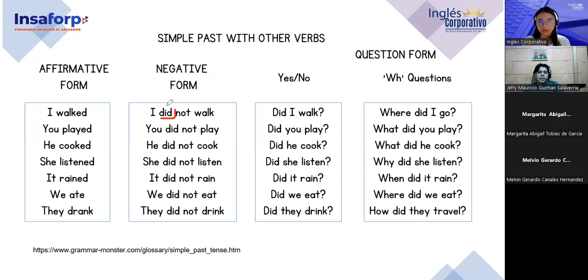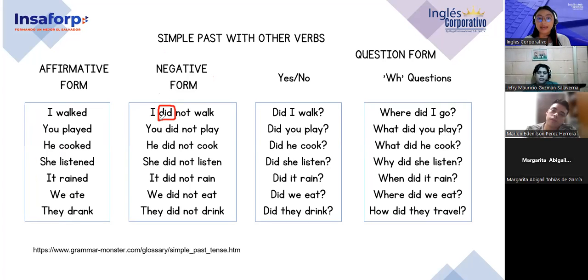What is this? How do we call this one in English? Did. It's the past of do, of course. Auxiliary. There you go. But in this case, we are not going to use this as a verb, as the base form. We are going to use this as an auxiliary. And as you may see, we have a negative form. That's why we are going to add not. Did not. This is the complete form of didn't. I didn't walk. I did not walk.